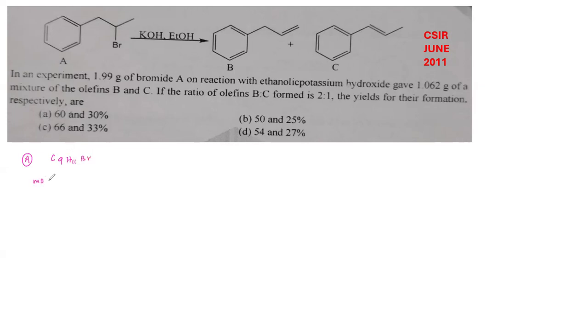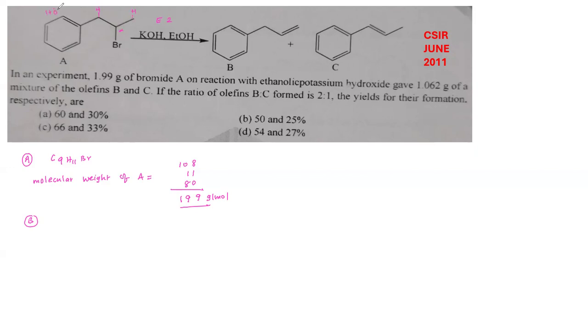So therefore, the molecular weight of A is equal to 108 plus 11 plus 80, and this is 199 gram per mole. And we know that this is an E2 reaction, and for this there are 2 beta hydrogens available.